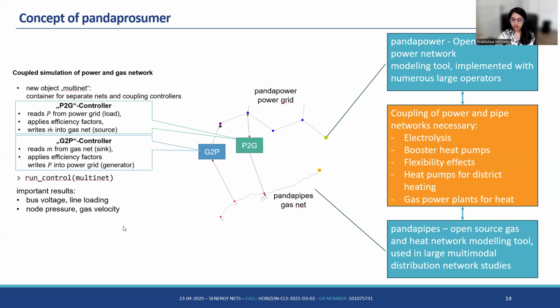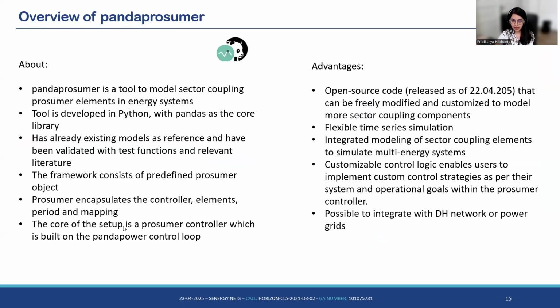In the future, when sector coupling is important for the entire change in our energy infrastructure, it becomes important that multi-energy grids are simulated, and Panda Prosumer does exactly that. Now, here we would talk a bit about what Panda Prosumer is. As previously mentioned, it is used to model different sector coupling elements, some of which happen to be prosumers, which means they are both producers as well as consumers.